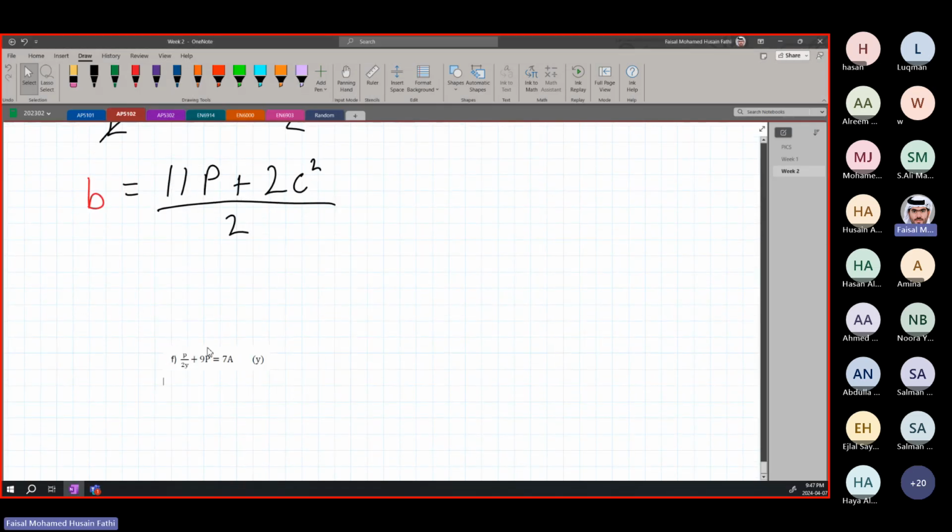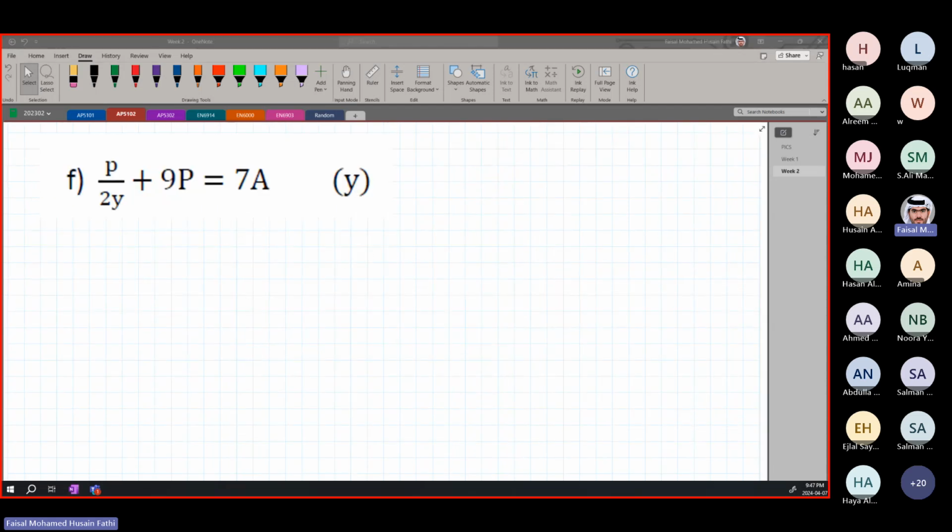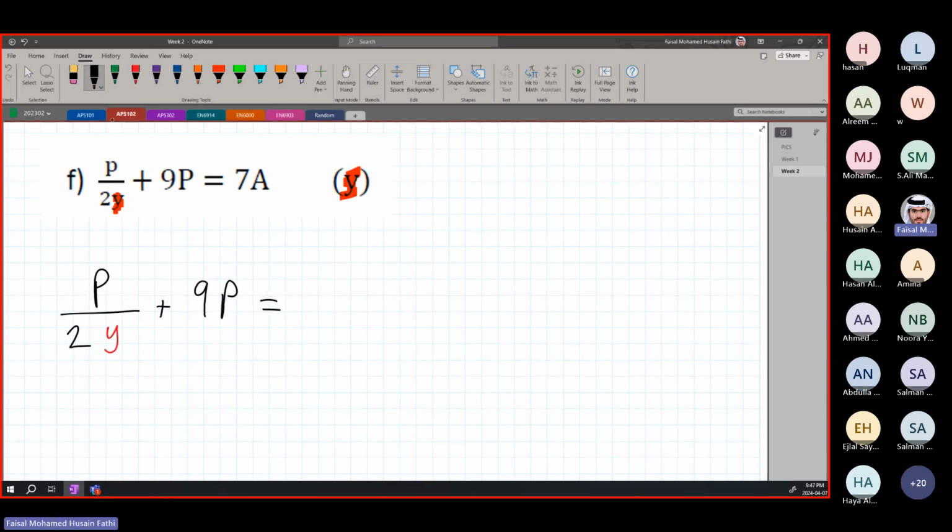I'll do this one last transposition one, and if you understand this one, you should be fine with most transposition questions. Obviously, there's a lot of other concepts you need to practice a lot, but here the question says y should be the subject, which is over here in the denominator. So first, I'm just going to write this down again. p over 2y plus 9p is equal to 7a.